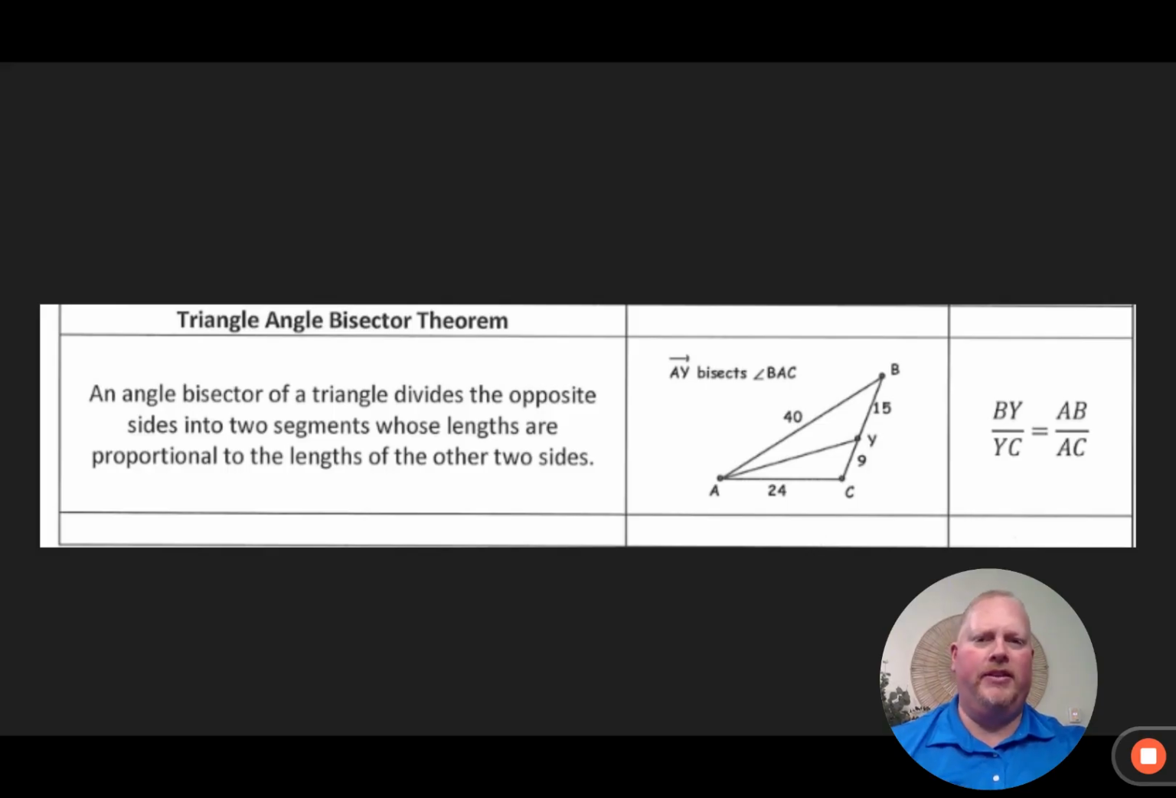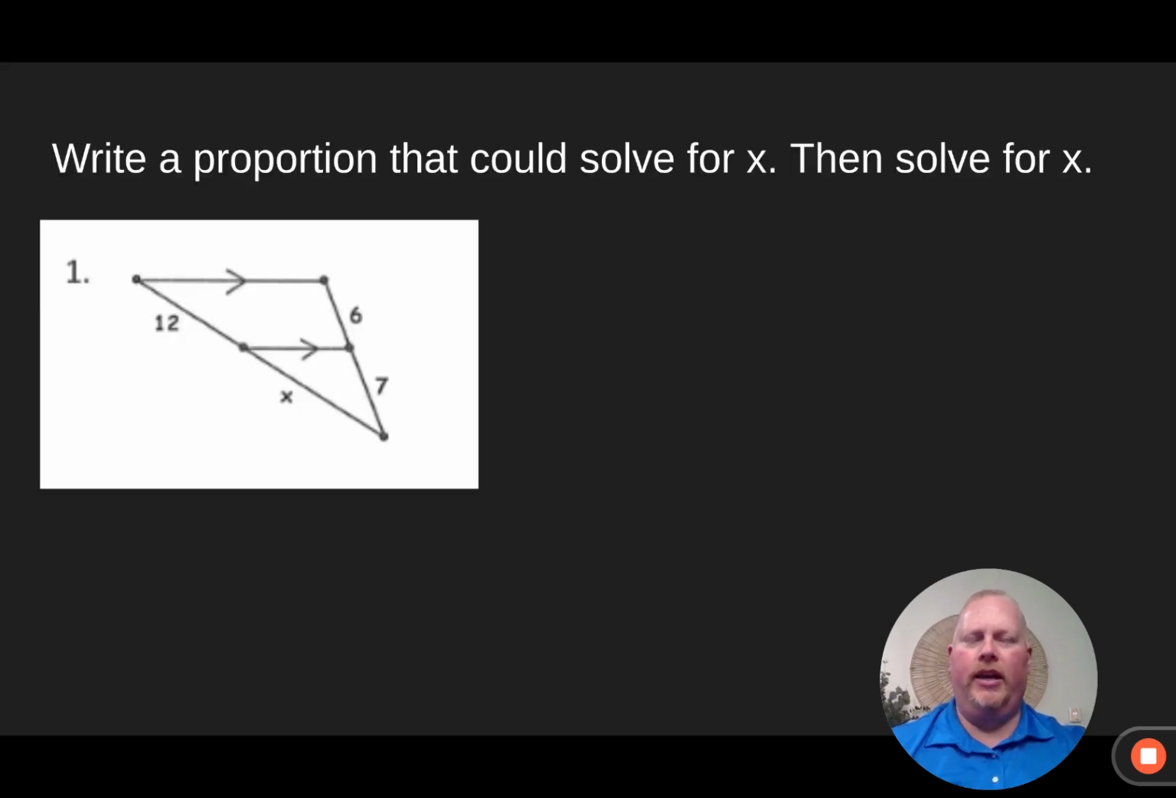And then we'll talk about this a little bit later, the triangle angle bisector theorem. Basically, if you have an angle bisector, it splits up that third side proportionally with the other two sides. So I could say 40 over 15 equals 24 over 9. We'll talk more about that later. But let's go ahead and take a look at some examples.